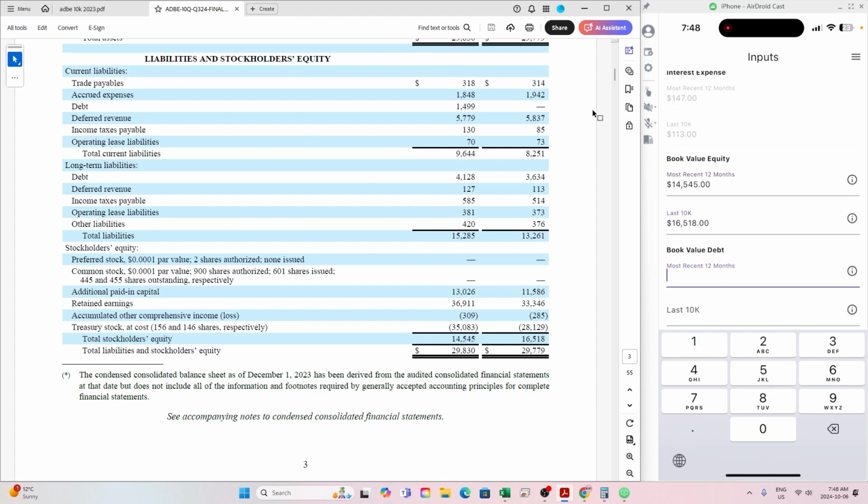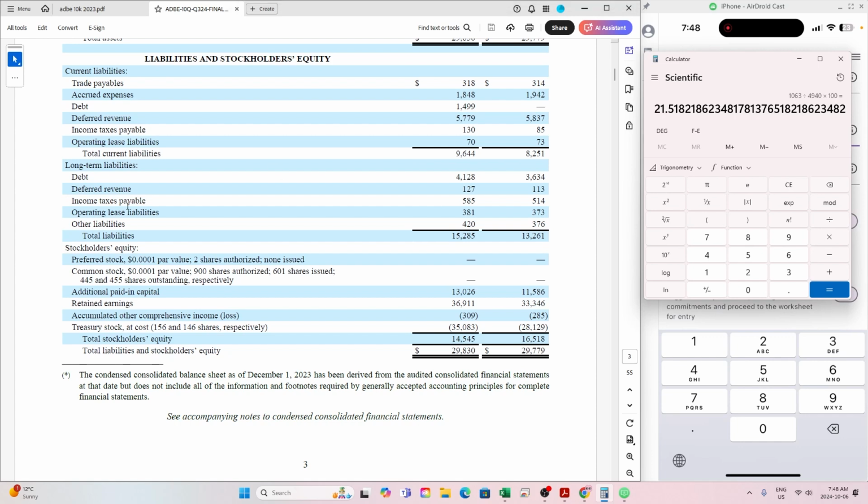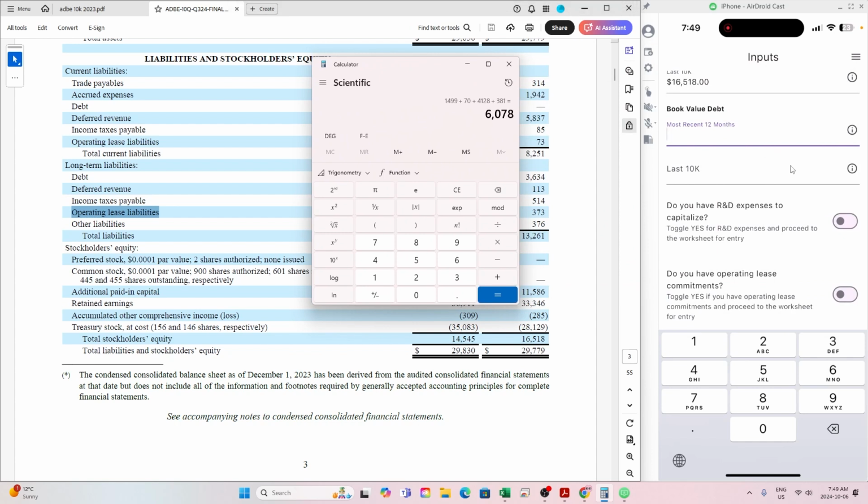Then we have to calculate book value of debt, which is current liability debt plus operating lease liability in current liability. We have to add up all the debt which is interest bearing, whether it's current liability or long term debt. We are adding operating lease liability because these are contractual commitments and we treat them as long-term debt. By adding all of them up, we get the most recent 12-month book value of debt.